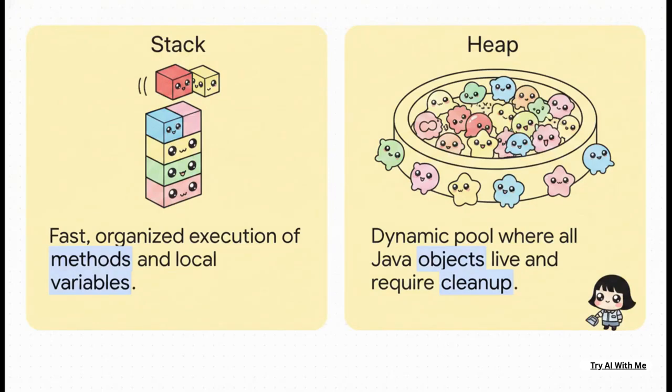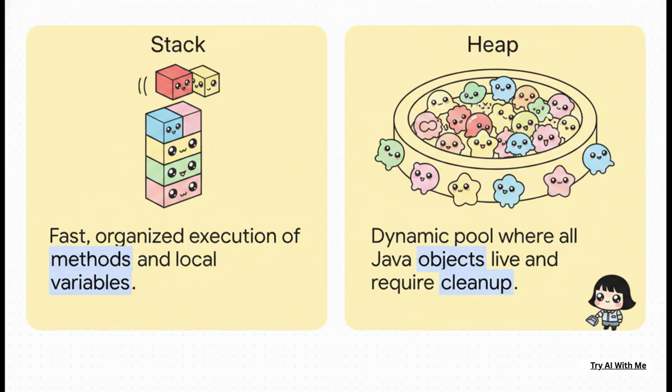If you want to write code that doesn't completely crash your server, understanding stack versus heap memory is absolutely fundamental. The stack is built for fast, highly organized execution. It holds your local variables and keeps track of method calls. And the second a method finishes, boom, its local variables on the stack are instantly destroyed.